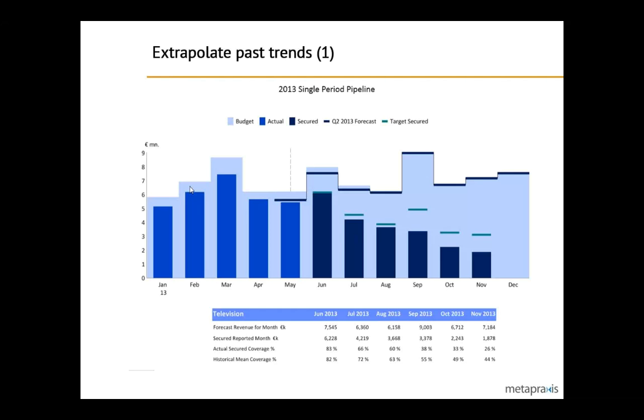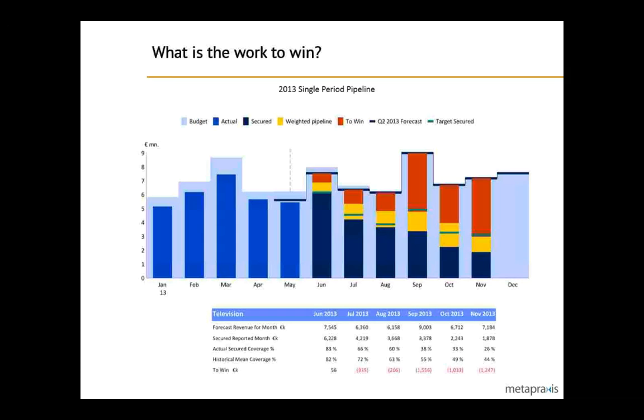So we've overlaid those averages, and we can see they're actually, in all but June, those historic mean coverage numbers are actually higher than what we see in our current sales pipeline. So it looks like our sales forecast is going to be difficult to achieve. Let's now overlay our weighted pipeline from our CRM system, and we can see that takes us a little bit further towards achieving our forecast, but there's a significant gap of work to win that we need to close.